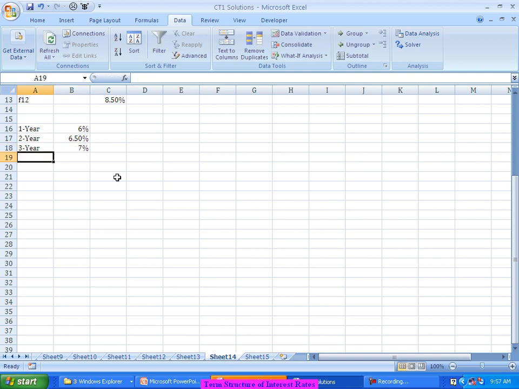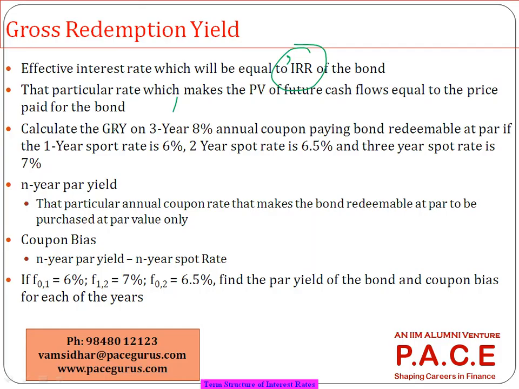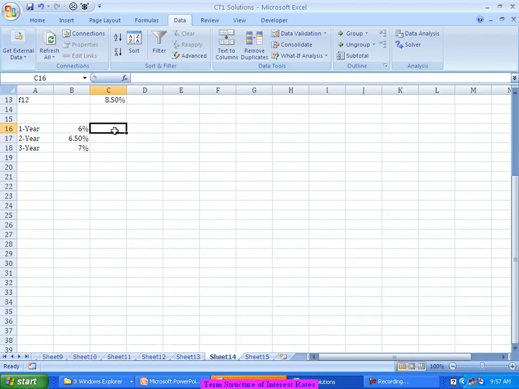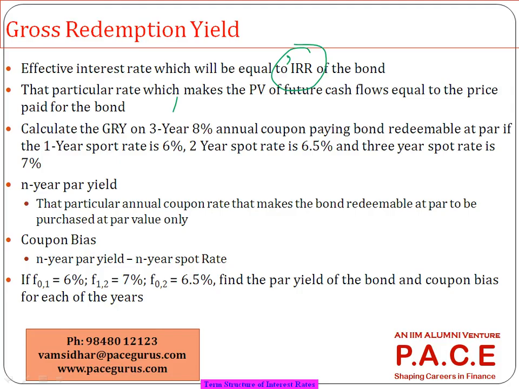All right. Now what we are saying is, we'll talk about a bond which is paying 8% annual coupon. What do we mean by 8% annual coupon? Every year it will be paying 8% of the face value on an annual basis, and also because we have said it is redeemable at par, the principal refunding which it does after 3 years is the par value itself, which is 100.